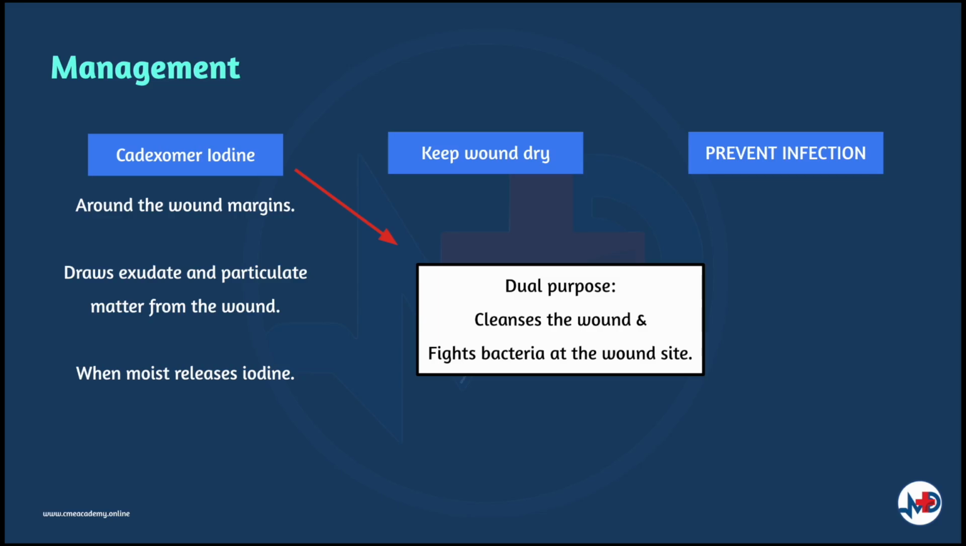Patients too should take care of their arterial ulcers carefully to prevent infection. The wound must be kept dry. Cadexomer iodine around the wound margins may draw exudates and particulate matter from the wound. Then, when moist, it releases iodine, serving the dual purpose of cleansing the wound and fighting bacteria at the wound site.